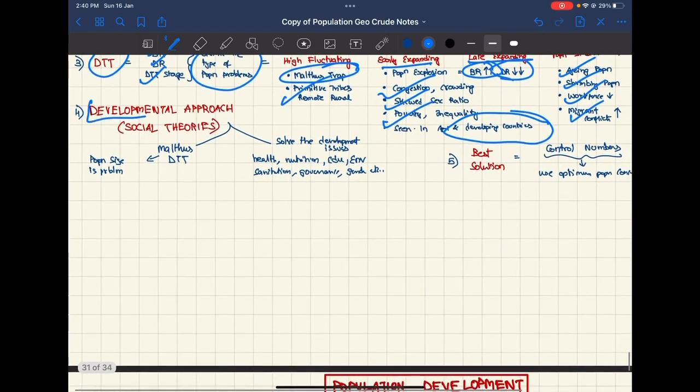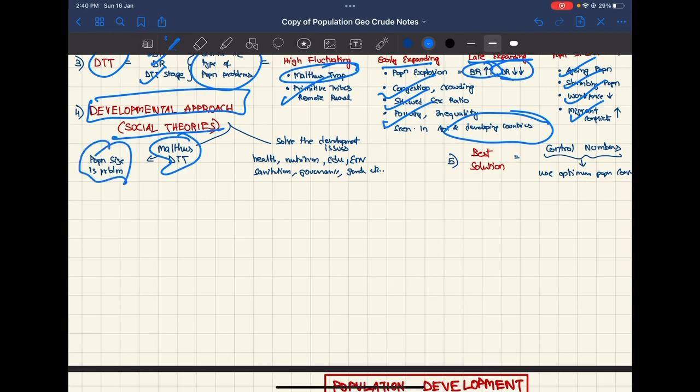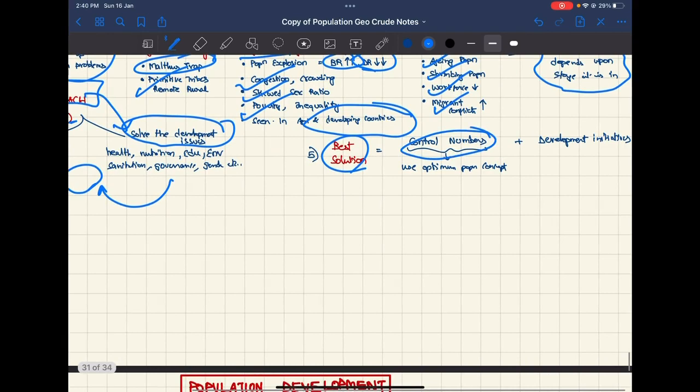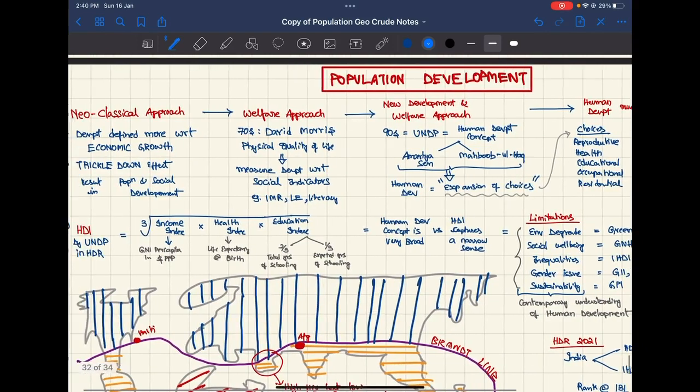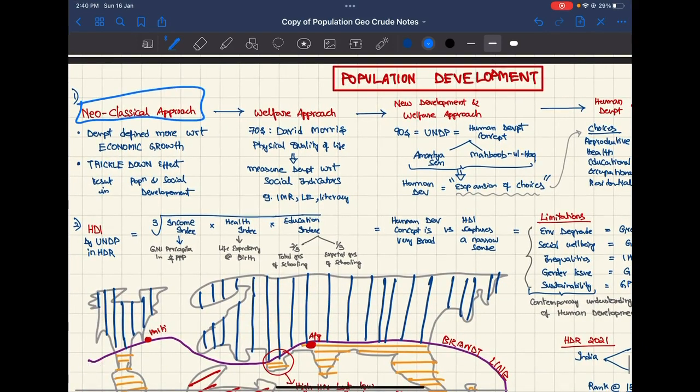Now, coming to the developmental approach followed by social theories, Malthus and DTT talk about population size itself being the problem. This approach is to develop the population, and the population numbers will take care of themselves. The best solution is to follow both: control the numbers, use the optimum population concept here, and also follow development initiatives. So the population development neoclassical approach is basically trickle down. You improve economic growth and it will result in population and social development.